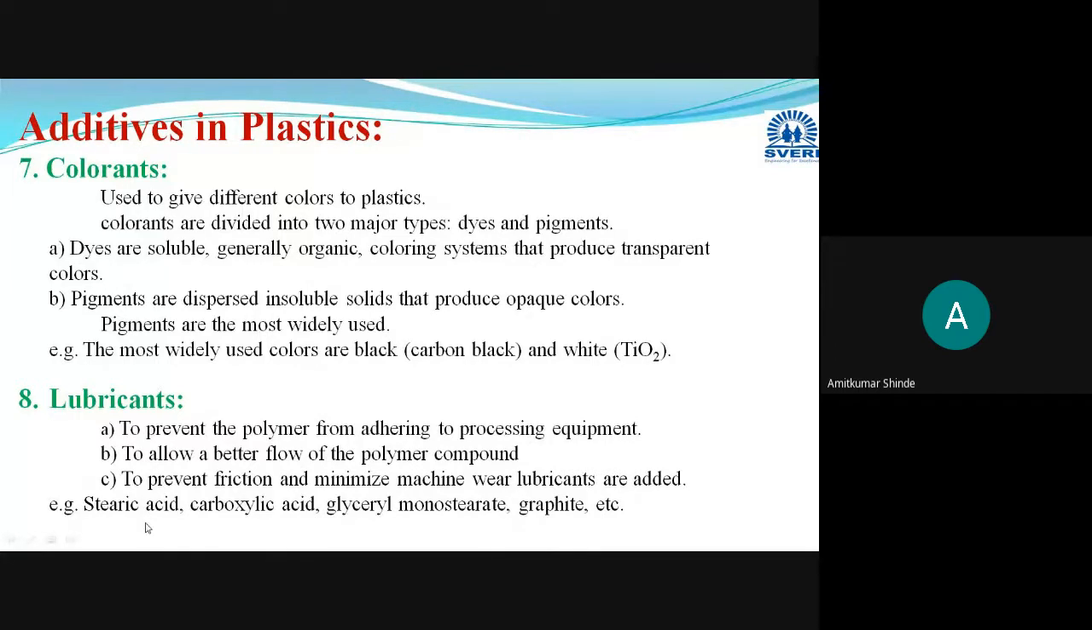Okay, stearic acid, carboxylic acid, and graphite, together or separately, will try to reduce the friction also. This glyceryl monostearate is used to avoid the adhesion of the polymer or plastic material to the processing equipment. And when stearic acid, carboxylic acid, and graphite are added, they will act as a lubricant as well as improve the flowability of that particular plastic material.